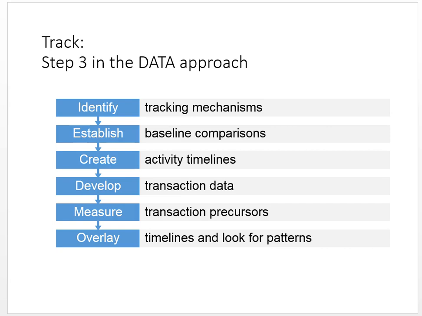Step 3 in the data approach. This is actually kind of important. This is where we start to identify and track mechanisms. We establish a baseline comparison so we know essentially where to begin. We create activity timelines so we start to know what we're going to be looking for and when. Develop transaction data, and then we start to measure transaction precursors, and essentially overlay timelines and look for patterns. So it's important that we follow this process, because at the end of the day we want to be able to identify what is working and what isn't.